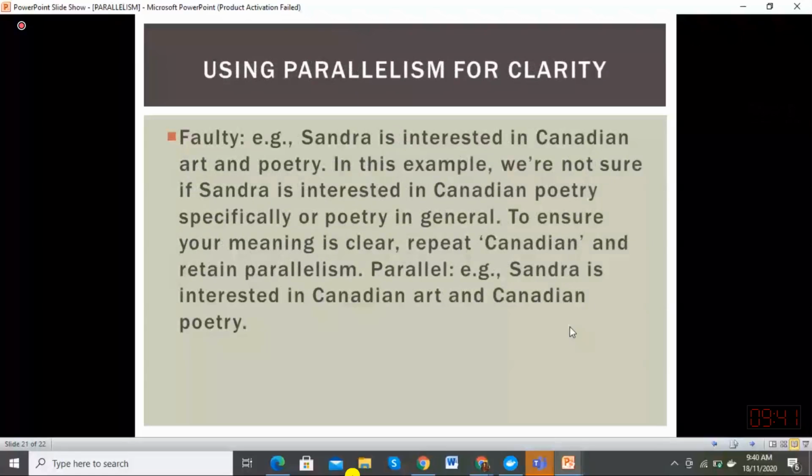For instance, "Sandra is interested in Canadian art and poetry." In this example, we are not sure if Sandra is interested in Canadian poetry specifically or poetry in general. उसने कहा Sandra is interested in Canadian art and poetry. Here, the writer has made it clear that Sandra is interested in Canadian art, but we are not sure whether Sandra is interested in Canadian poetry or not. समझ आ गई आपकी? To ensure your meaning is clear, repeat "Canadian" to retain parallelism. For instance, "Sandra is interested in Canadian art and Canadian poetry." समझ आ गई आपको बात की?